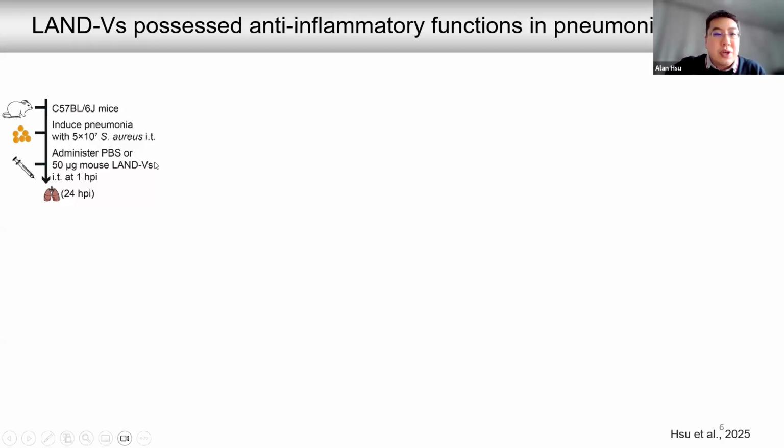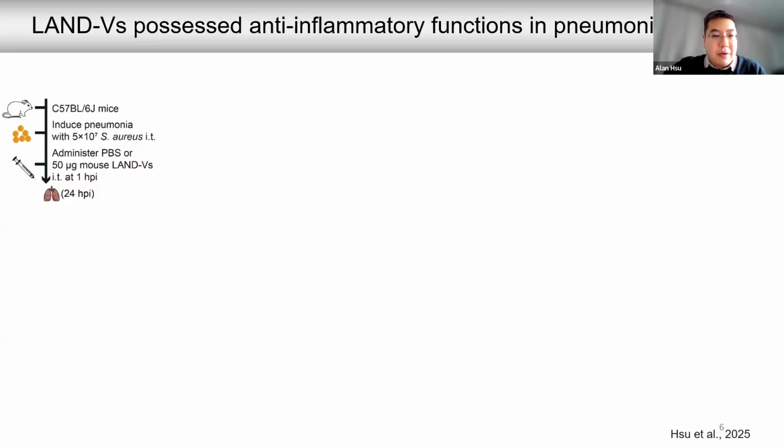So we used an acute pneumonia model where we used S. aureus as our target bacteria, injecting these bacteria directly into the lung. At 1 hour, we would administer either PBS or 50 micrograms of LAND-Vs directly into the lung. And then we collect the BALF and lungs at 24 hours to assess the inflammation process. Again, if you have any questions, you can interrupt me or the host can moderate this.